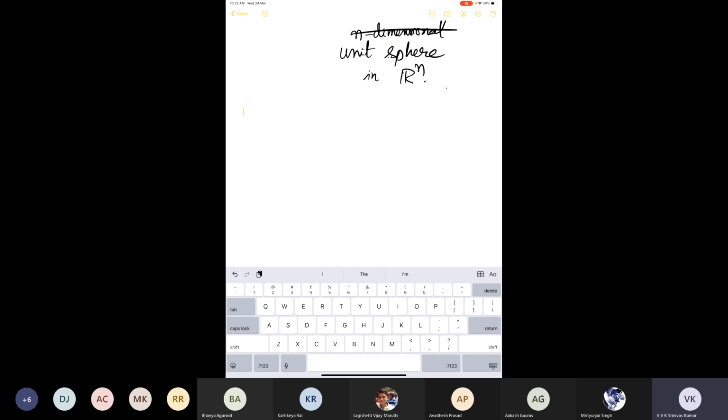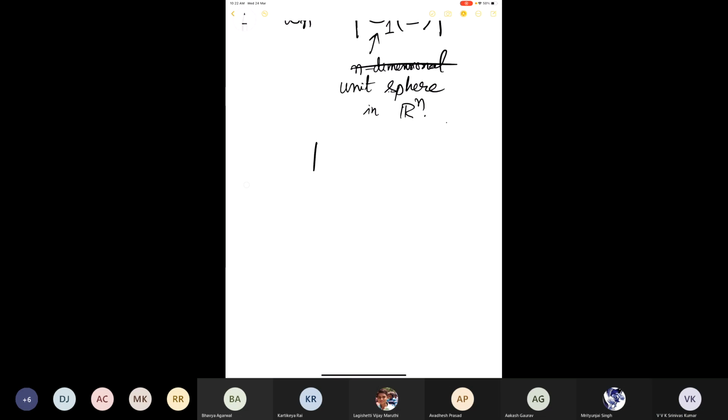What is the measure of omega 2? It is the circumference of the unit circle, which is 2 pi. Omega 3 is 4 pi, the surface area of the sphere, and so on.